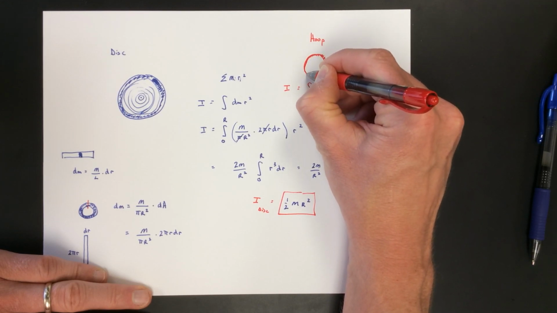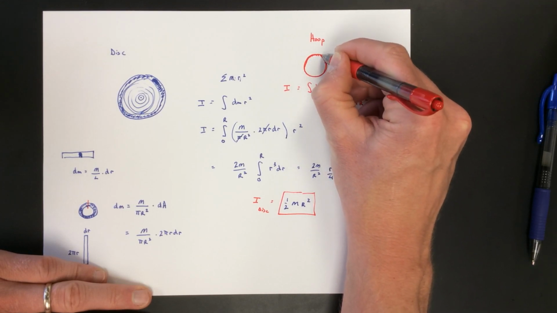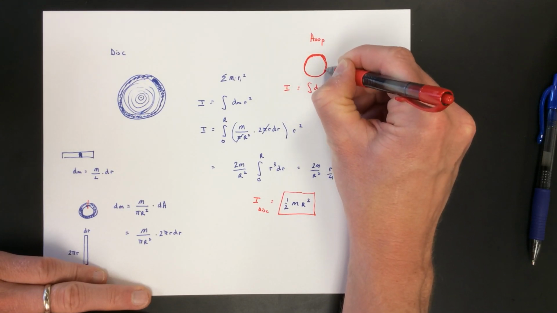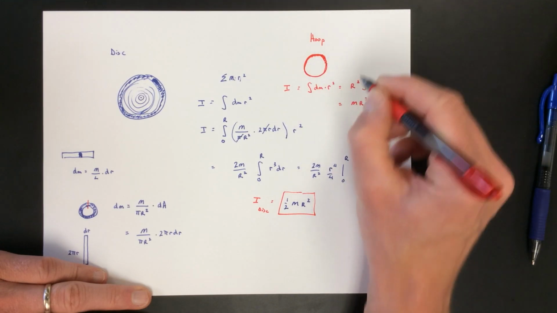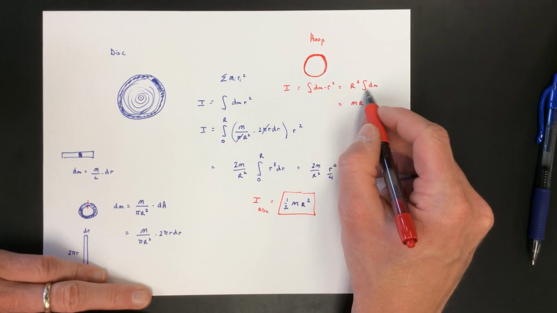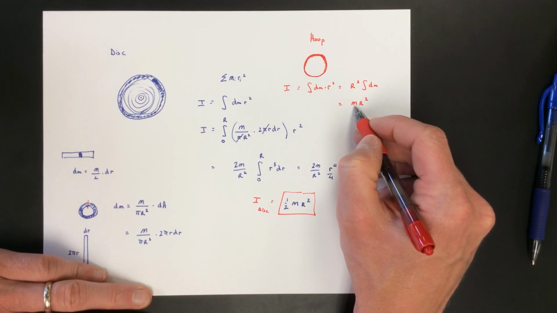Give it some thickness. Again, as long as it's not too thick, then they're all at the same distance away. You can factor out that little r squared, which is really a big R squared, so it can come outside the integral, and the accumulation of all the dm's, of course, is just the total mass.